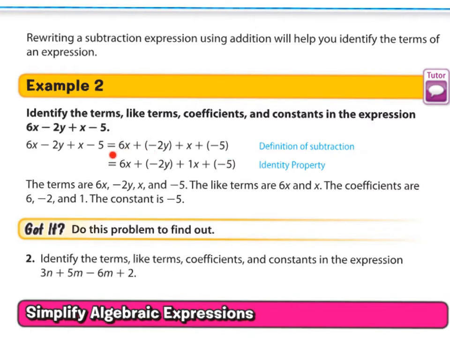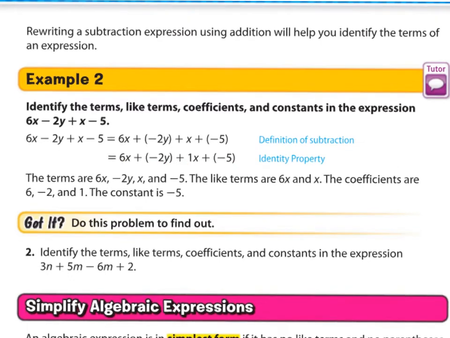If you write them all as addition and you place your negative terms inside of brackets, it can help you group them together. Then you use the identity property, and the terms are 6x, negative 2y, x, and negative 5. The like terms are 6x and x. The coefficients are 6, negative 2, and 1, and the constant is simply negative 5, as you see that you have there. So let's try that.